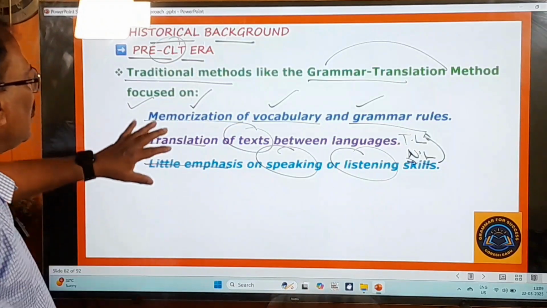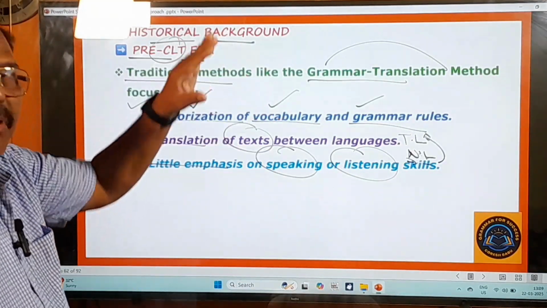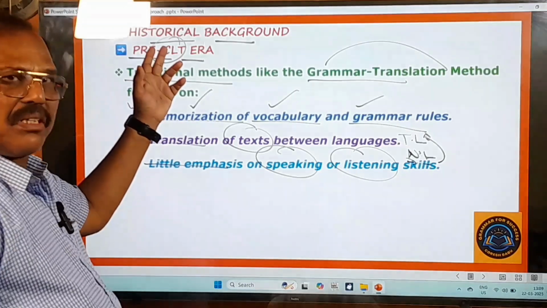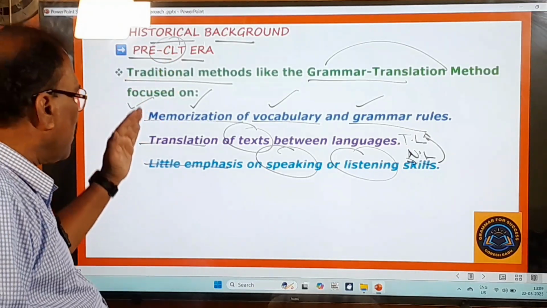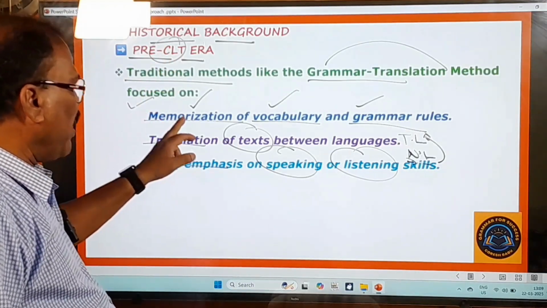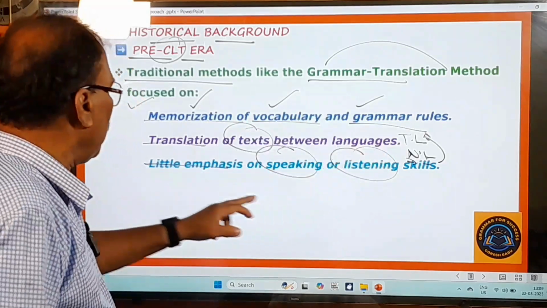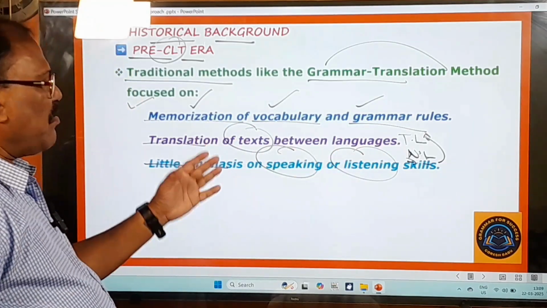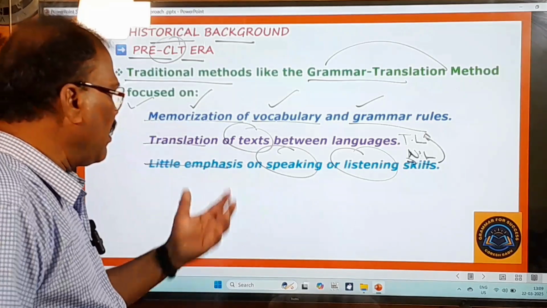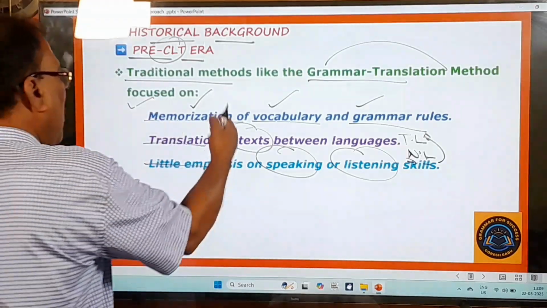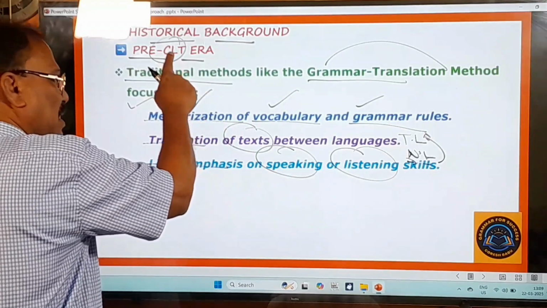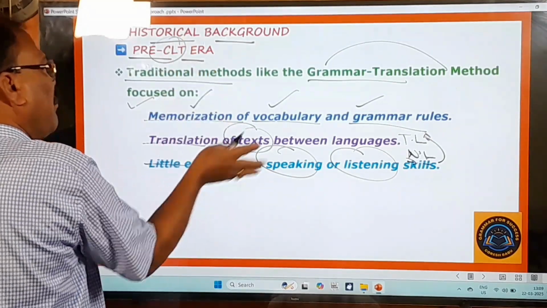So this grammar translation method, which was in practice before the arrival of CLT, gave importance only to memorization of vocabulary and grammar rules, translation of text between languages, and little emphasis was given to speaking and listening skills. So this was the situation before the arrival of CLT. This is the flashback of CLT.